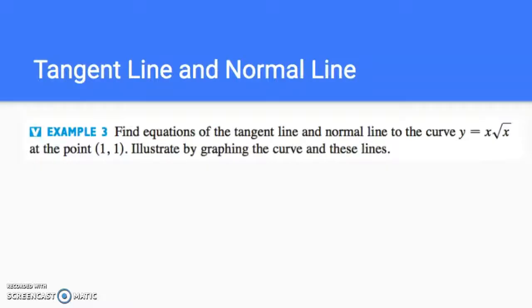In example 3, find the equations of the tangent line and the normal line to the curve y equals x square root x at the point (1, 1). So what we're going to do is find the tangent line, which requires the derivative to find the slope of the tangent line. And then we're going to find the normal line, which is just the perpendicular line to the tangent line. So once we find the slope using the derivative, we'll just do the negative reciprocal of that to find the normal slope. So go ahead and rewrite this as an x with one exponent, and then find its derivative.